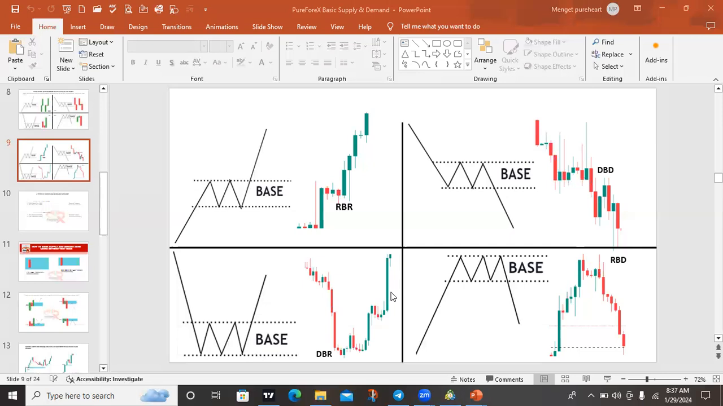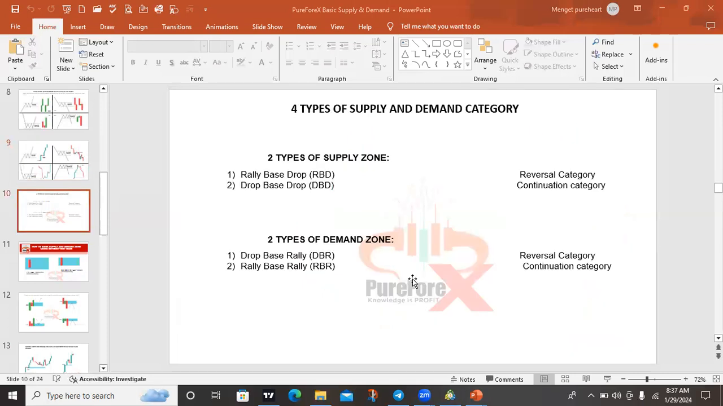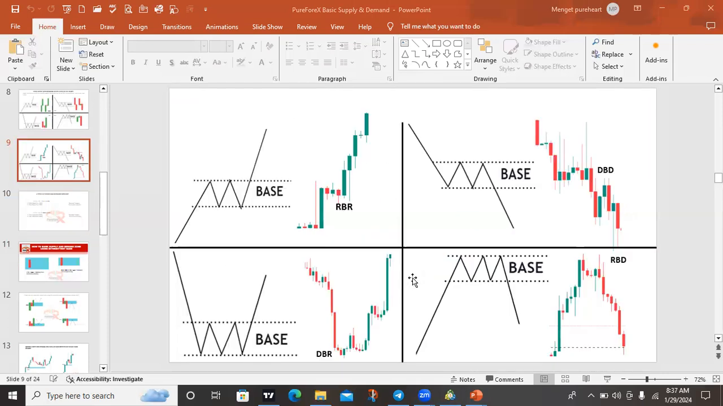We identify them. Oh, this is a rally-base-rally. This is a drop-base-drop. Oh, this is a drop-base-rally and this is a rally-base-drop. But how do we mark them, for us to expect opportunities in the market? How do we mark these supply and demand zones? That is the next page.